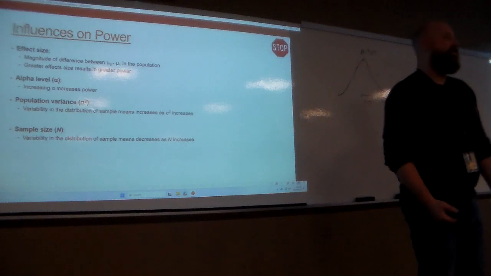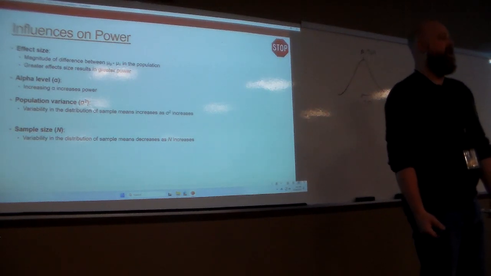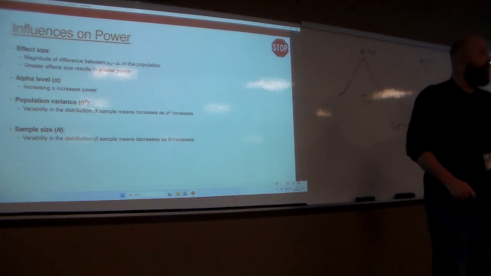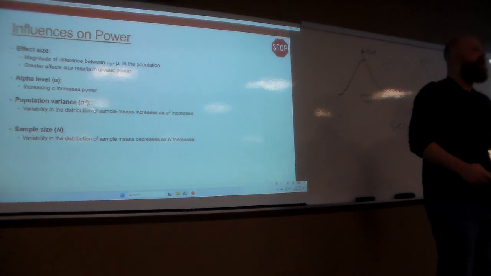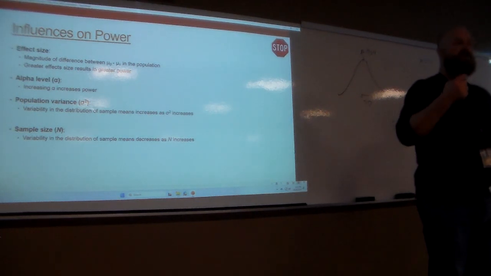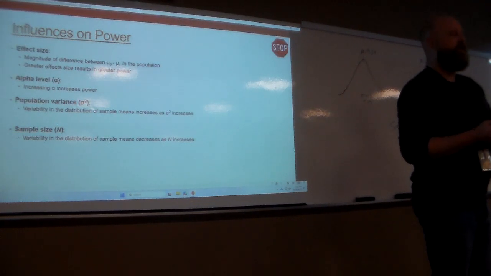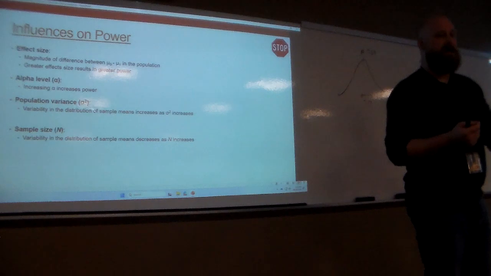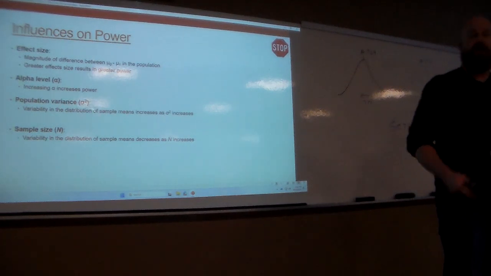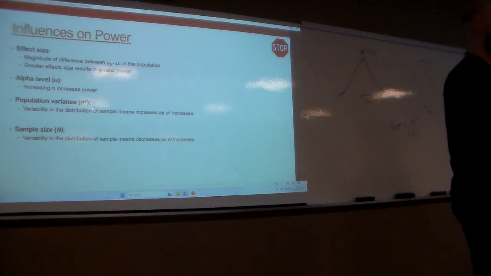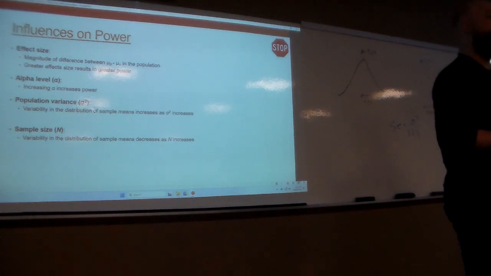Alpha level, I could change that, but my reviewers aren't going to let me, so I can't really do anything with that there. Can I change the population variance? No. I mean, I can with good measurement. If I have a perfect measurement and I'm measuring things without error or very little error, I'm going to have less variability than if my measurements are all over the place. So there's some stuff that we can do and build in just good methodology that's going to increase the power of our tests.